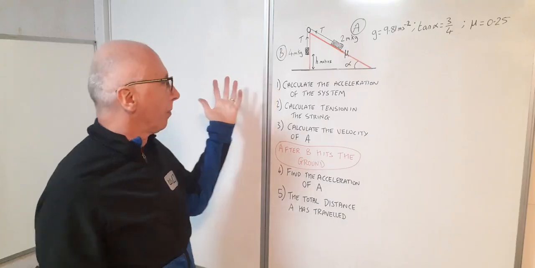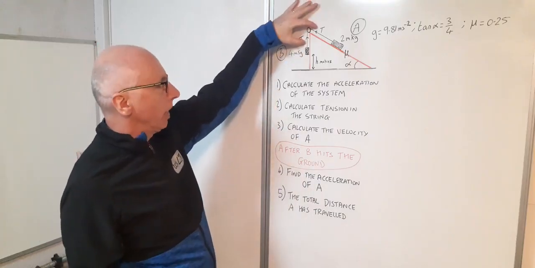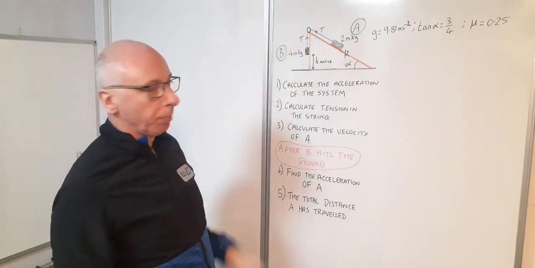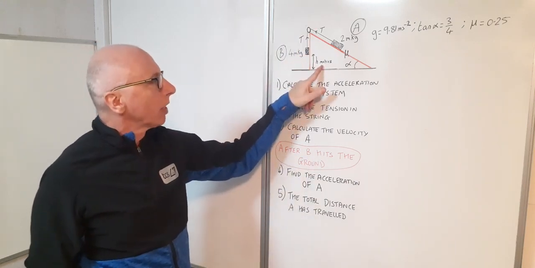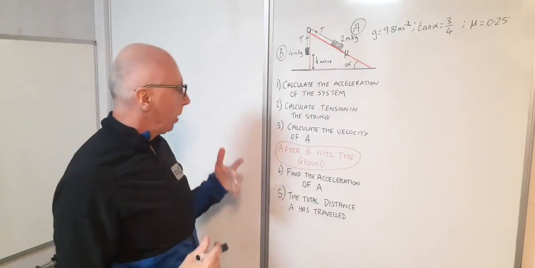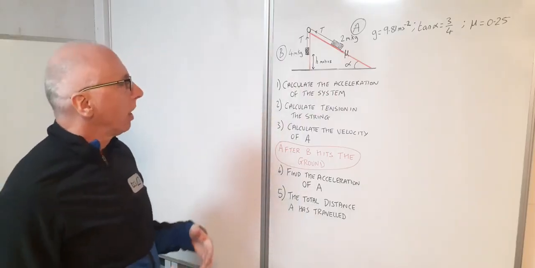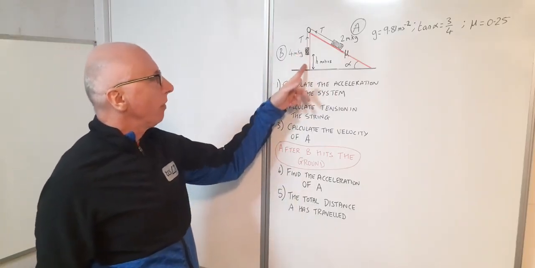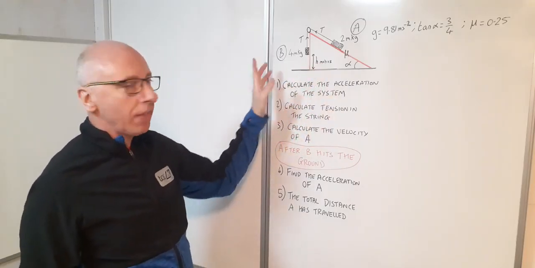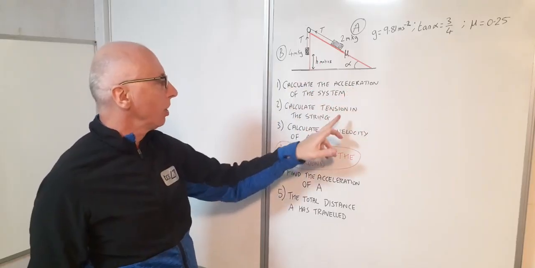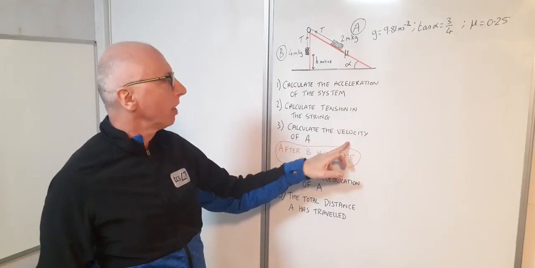That's all we're told. And there's going to be some tension in the string which points towards the pulley, and block B is h meters off the ground. Now what we want to do is calculate these 5 things. In the first instance, as B is travelling to the ground, it's going to hit the ground, it's going to travel that distance. At that phase we want to calculate the acceleration, the tension and the velocity.